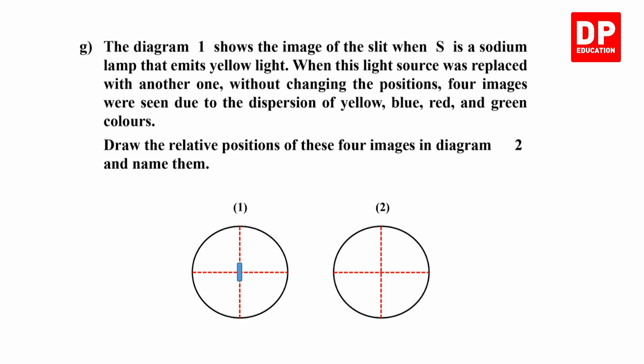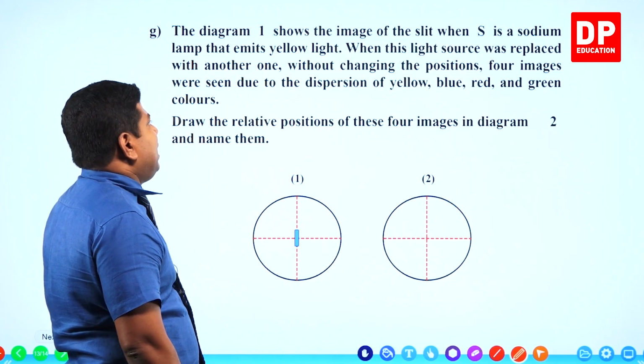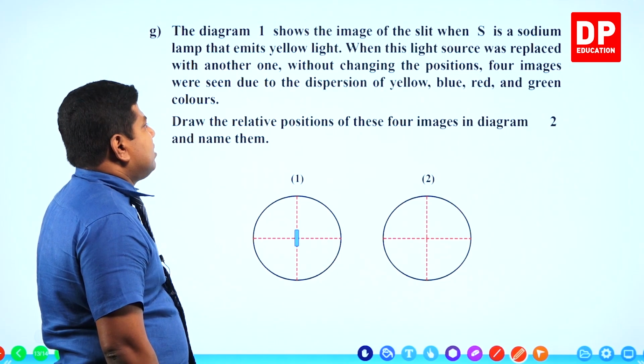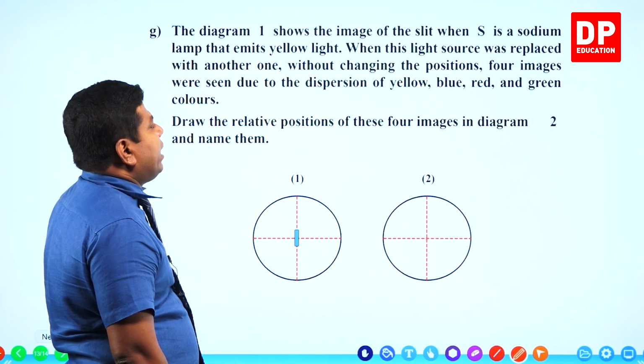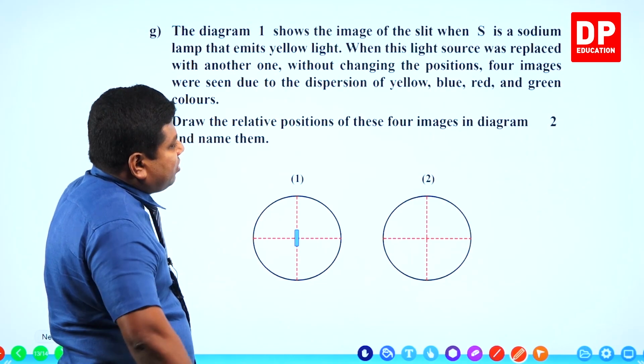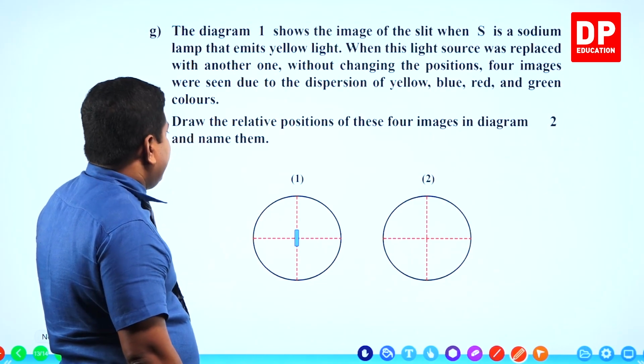The figure shows the image of the slit when S is a sodium lamp that emits yellow light. When this light source was replaced with another one without changing the positions, 4 images were seen due to the dispersion of yellow, blue, red and green colors. Draw the relative positions of these 4 images in a diagram and name them.